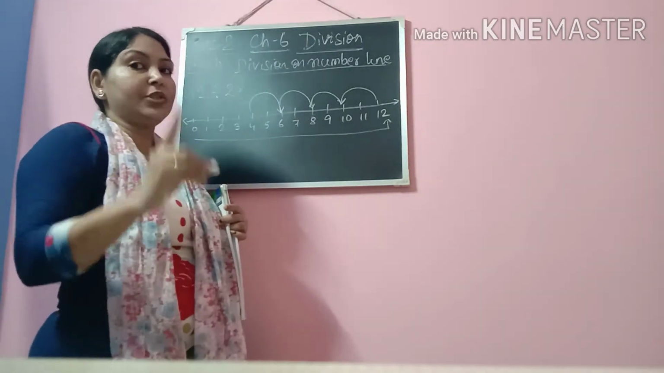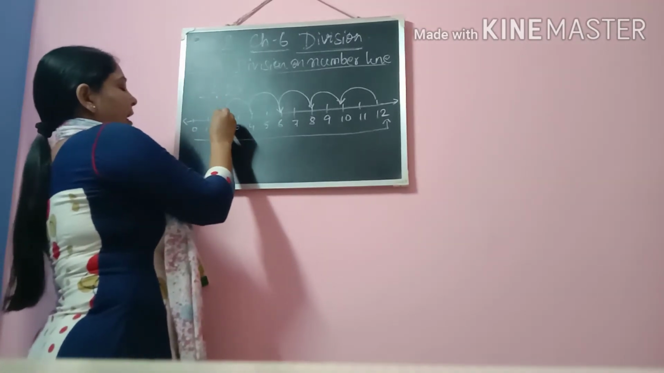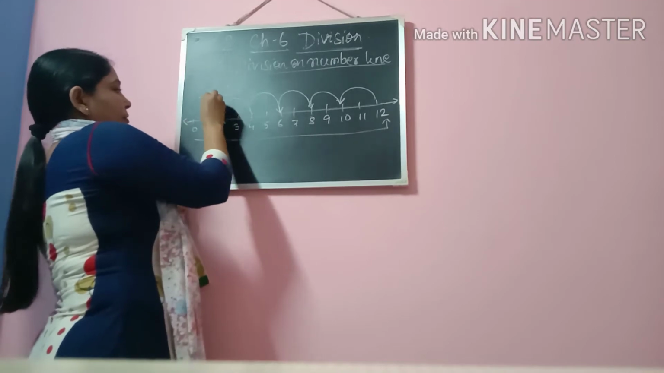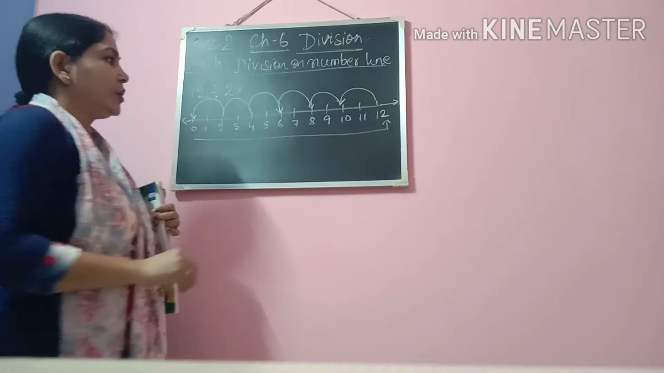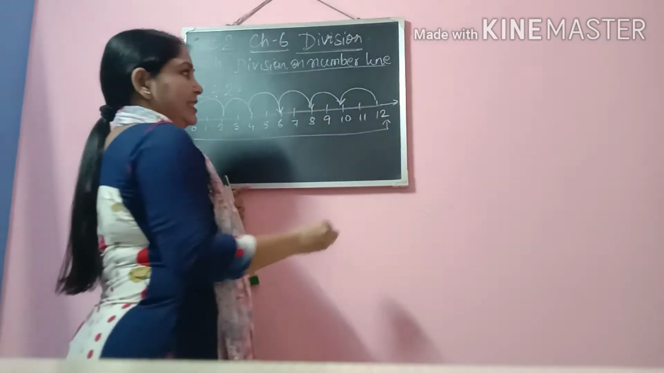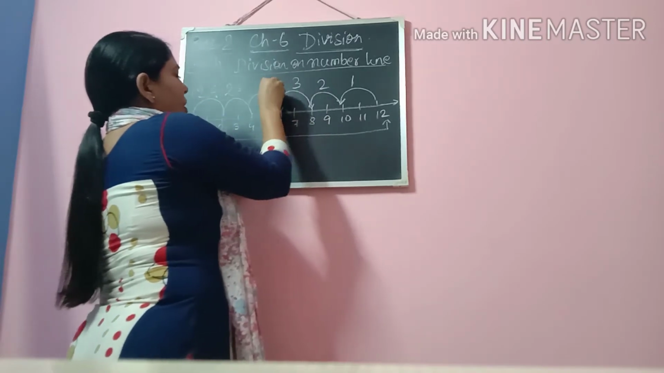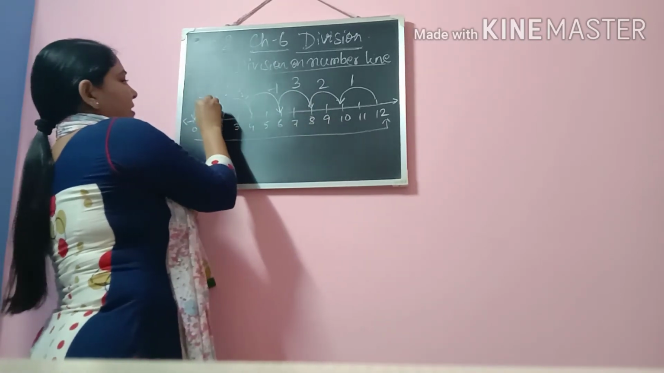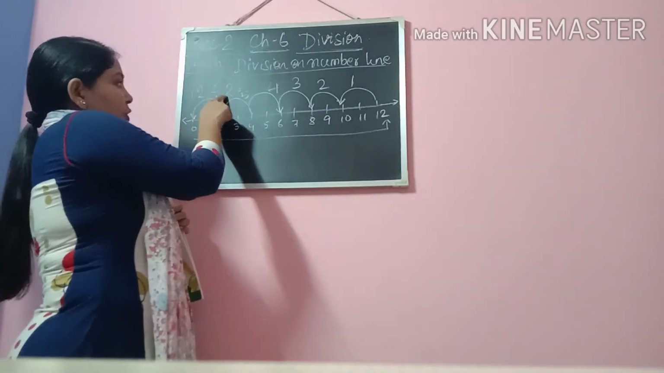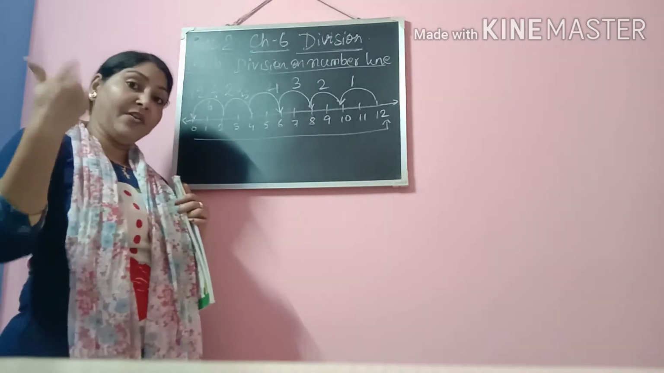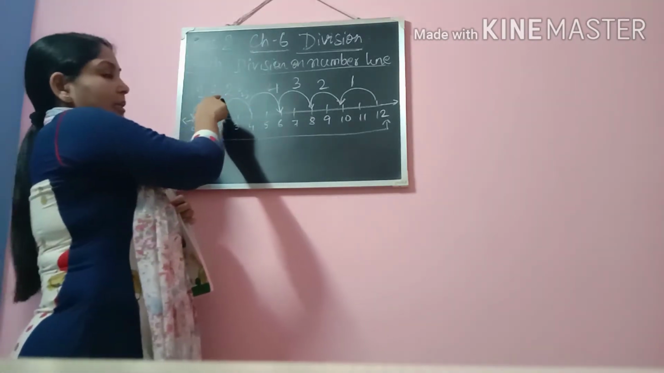We have to reach 0. So again here 1, 2, and then 1, 2. Now we are on 0. So how many times have we skipped? Let's see. 1, 2, 3, 4, 5, and this is 6. That means 12 divided by 2 is 6. So the number of times we are skipping is the answer for this question.